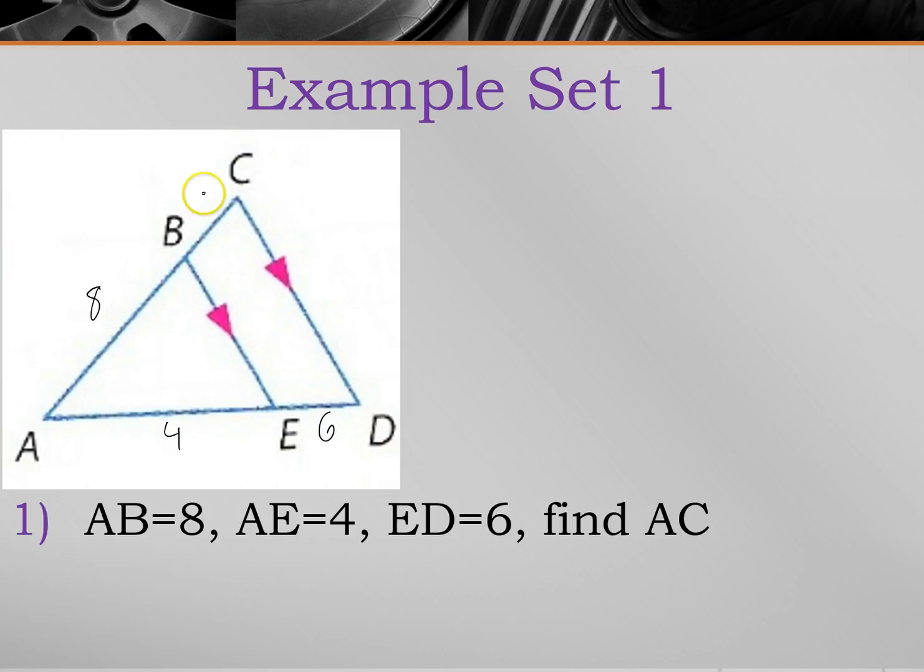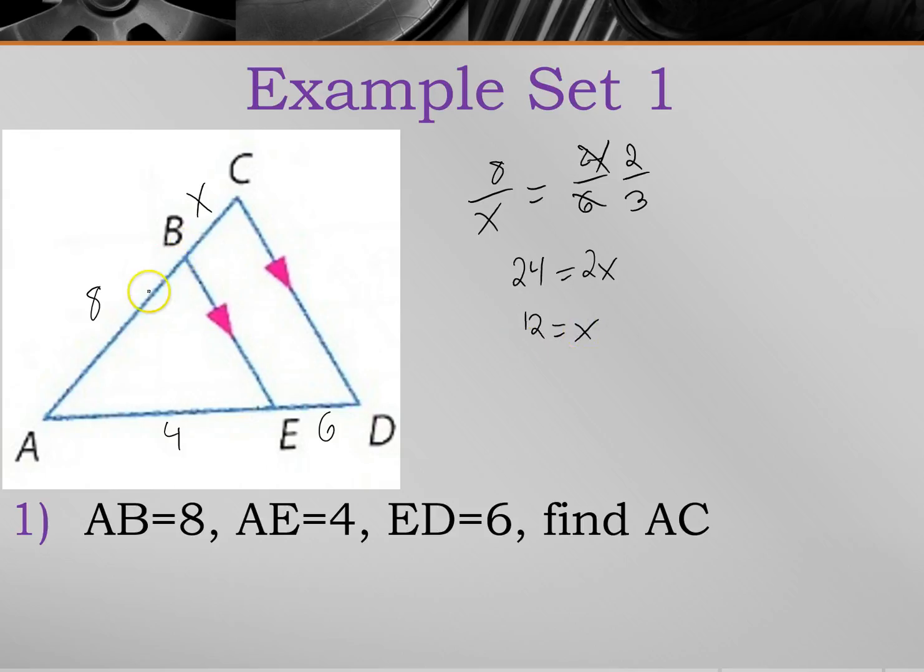AC is the entire length, so we'll call this piece X. And once I have X, I just need to add it to 8 to get my final answer. So it'd be 8 over X equals 4 over 6. Again, I should always reduce my fractions as far as possible, so 4/6 is the same thing as 2/3. So I cross multiply. 8 times 3 is 24. X times 2 is 2x. I divide both sides by 2, and I get 12 equals x.